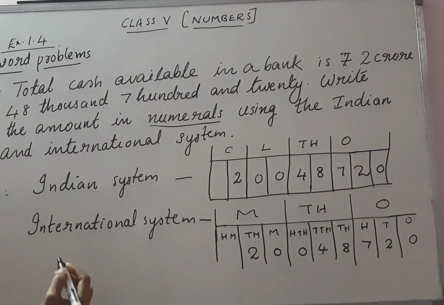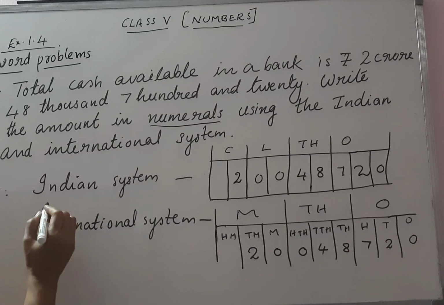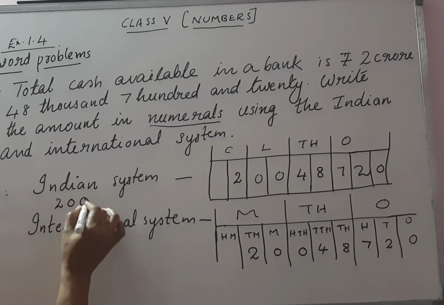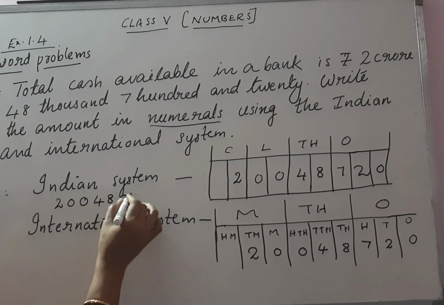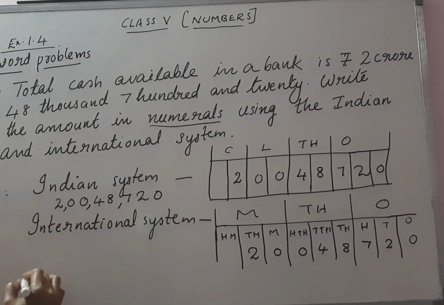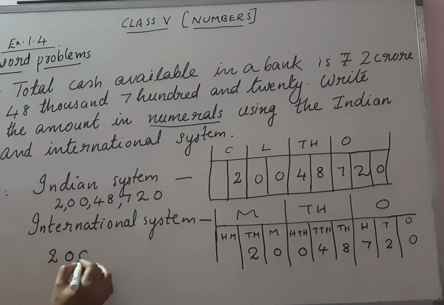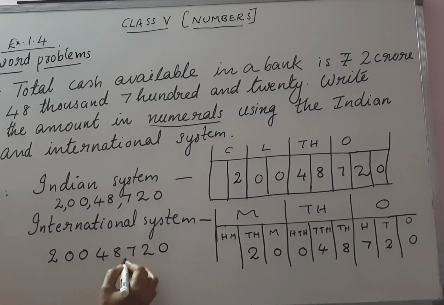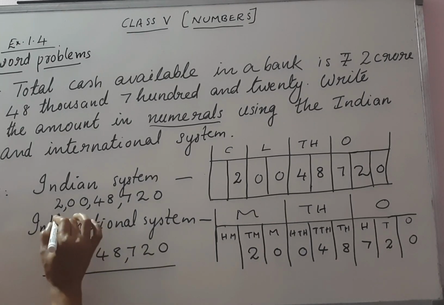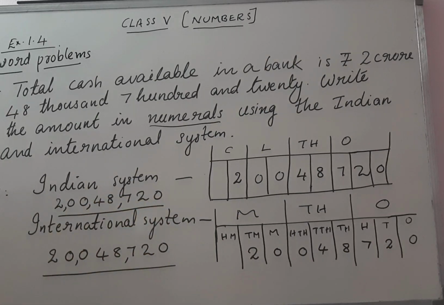When you are writing the number in the Indian system and the international system, you have to put the commas. So 2, 0, 0, 4, 8, 7, 2, 0. In this, you have to put the commas in this way. The same numeral you will get, but only the comma positions will change. So you have to group it in 3 digits. This is the international system and this one is called the Indian system. These are the numerals. By using the place value chart, we got the numerals.